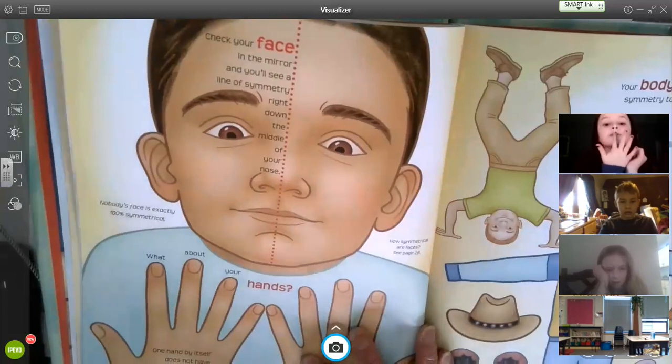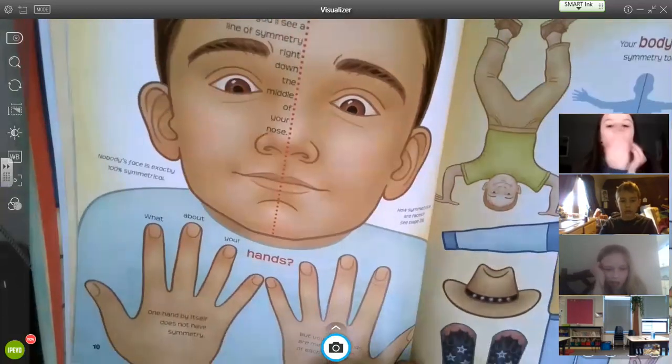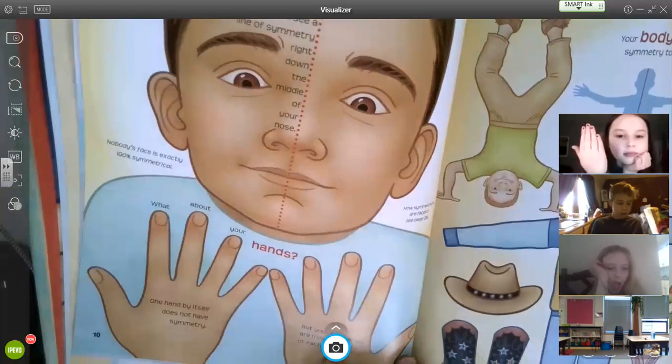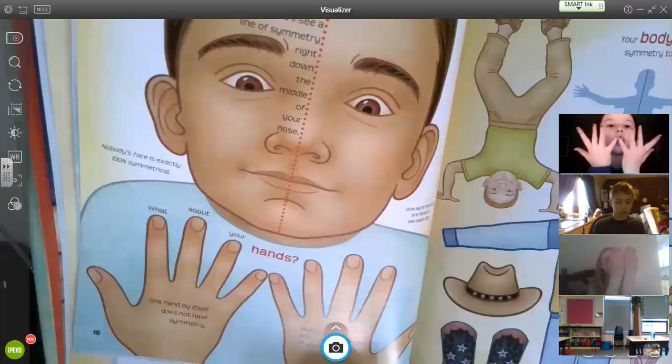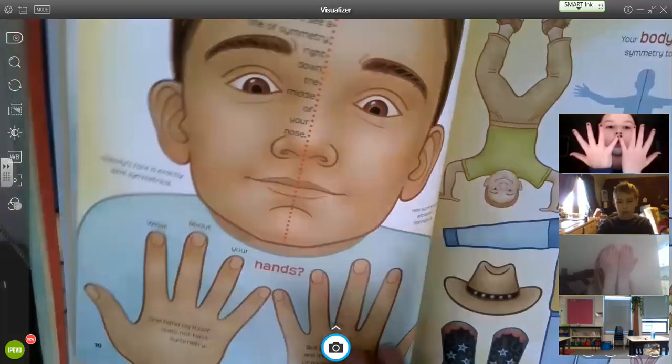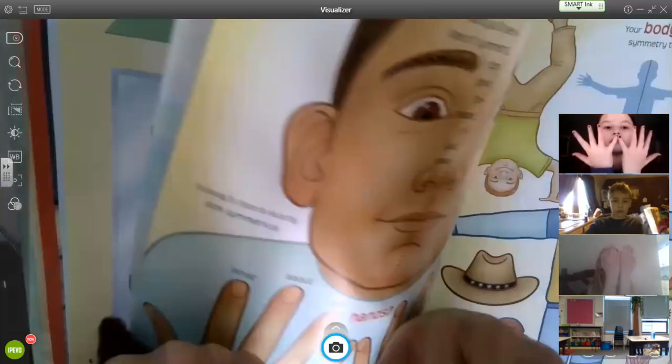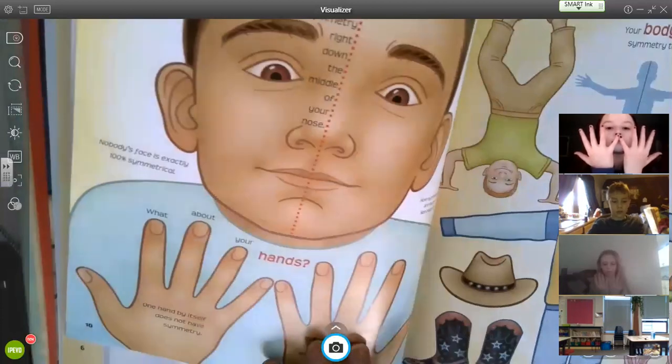And then what about your hands? One hand by itself, guess what? One hand does not have symmetry, but your two hands are mirror images of each other. Put them next to each other, like so. Put your pinkies next to each other. There you go.